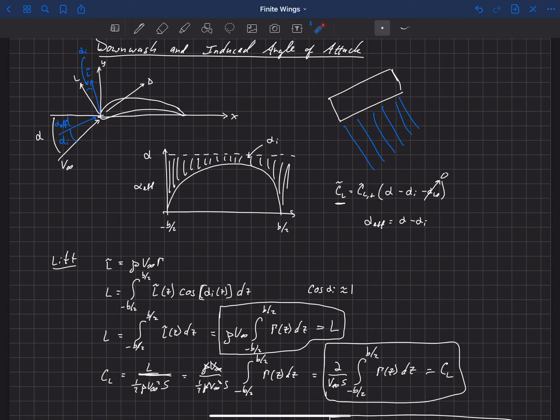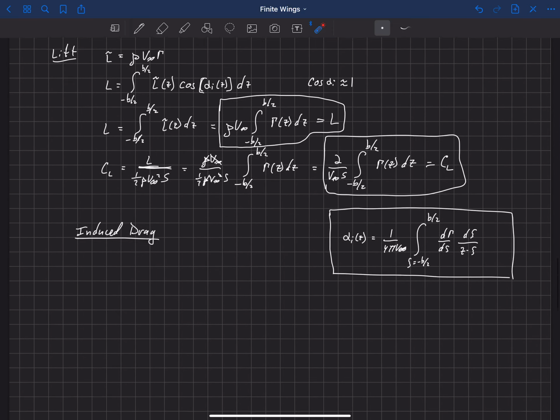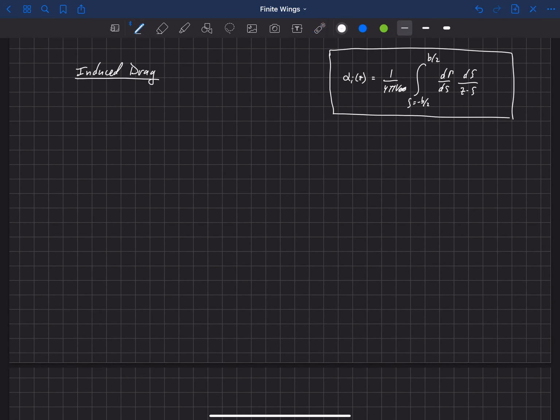Notice that the induced drag is going to be equal to the local lift vector times the sine of alpha I. That's the component that is in the direction of the drag. Okay, so let's write that down. Our local induced drag at some location z is equal to the local lift, which is a function of z, times the sine of alpha I, which is a function of z. Okay, so that's our local induced drag.